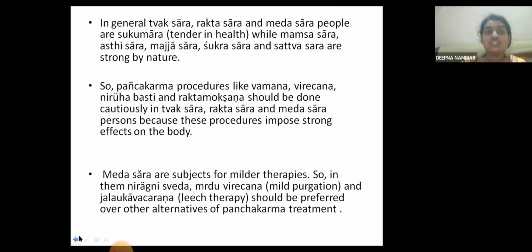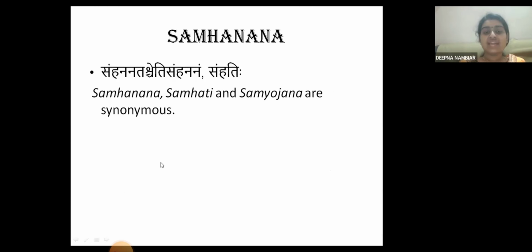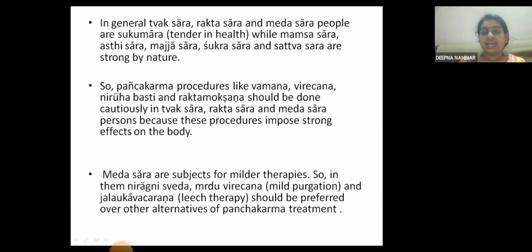But if we go for a procedure in Tvak, Rekta and Medasara, we have to consider the patient is vulnerable, can be Sugumara. So this has also to be considered while selecting the Mridhu Tikshna Avastha of the medicines and the nature of the procedures we are planning. So Panchakarma procedures like Vamana, Virejana, Niruhavasti, Rektamokshana should be done cautiously in Tvaksara, Rektasara and Medasara persons because these procedures impose strong effects on the body. And in Medasara, Mridu Virejana and treatments like Niragni Sweta have to be selected.